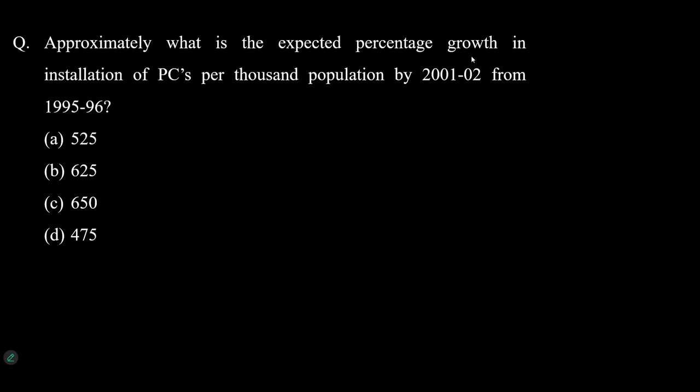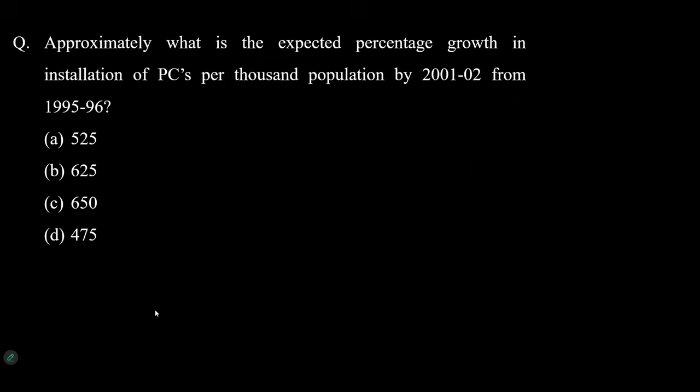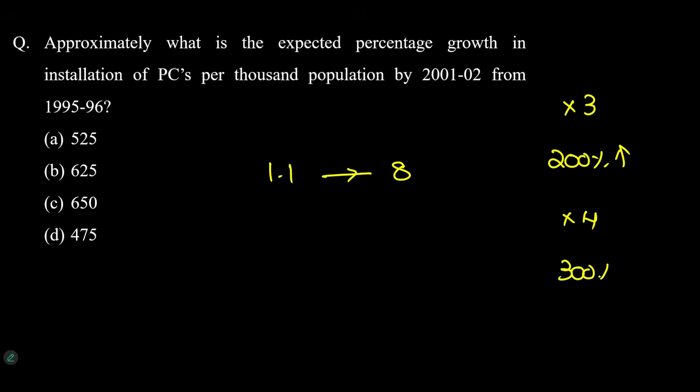Now, approximately what is the expected percentage growth in installation of PCs per thousand population by 2001 from 1996? Installation of PCs, okay, you see, it's 1.1 becoming 8. My dear friends, what is the percentage growth? 1.1 becomes 8. What is the percentage growth? See, if suppose it is triple, I would say 200% increase. If it is 4 times, I would say 300% increase. But here it is more than 7 times.